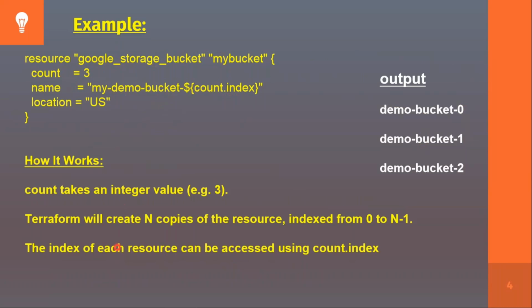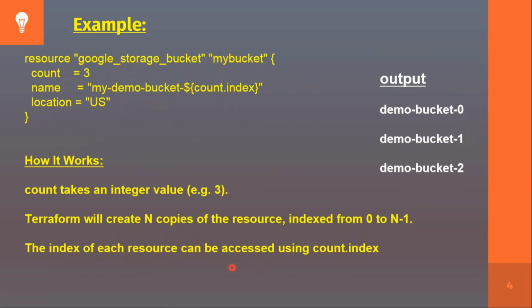So this is a basic summary here. See here, count takes an integer value as the input. We know that one already. So here count equals 3, so 3 is my numerical integer. Next, count will create n copies of that particular resource. Since my count equals 3, it will create 3 storage buckets. And it will be indexed from 0 to n minus 1. So my count is 3, so n minus 1 means 2. It will start from 0 and loop through 2: 0, 1 and 2, as explained in the output. Demo bucket 0, demo bucket 1 and demo bucket 2.